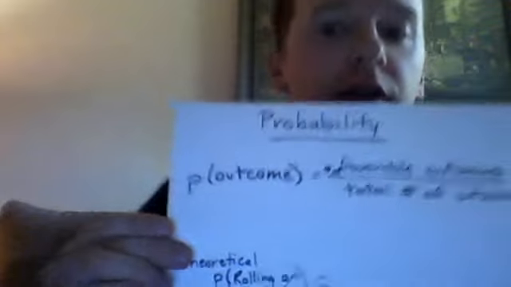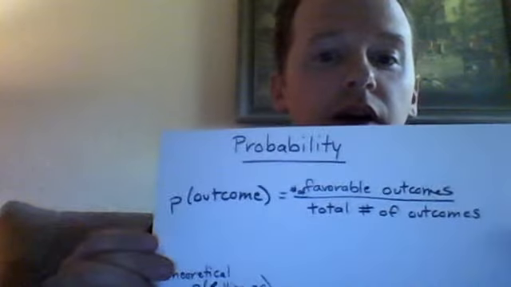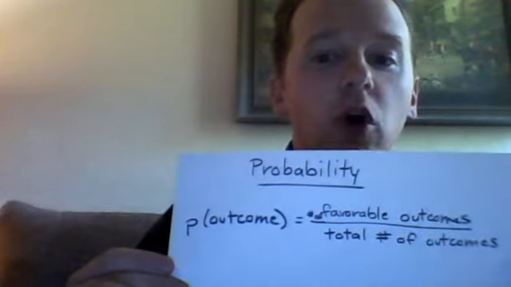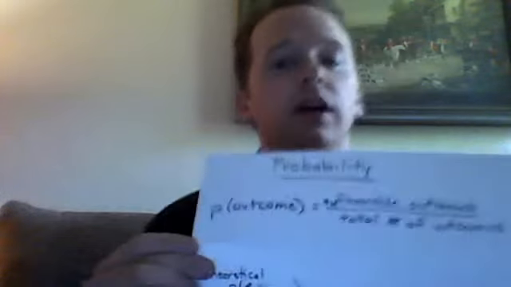Today we're going to talk about probability, simple probability. So first things first, let's go over what probability is. Probability is your number of favorable outcomes over your number of total outcomes. We'll explain that in a little more detail in a few minutes.